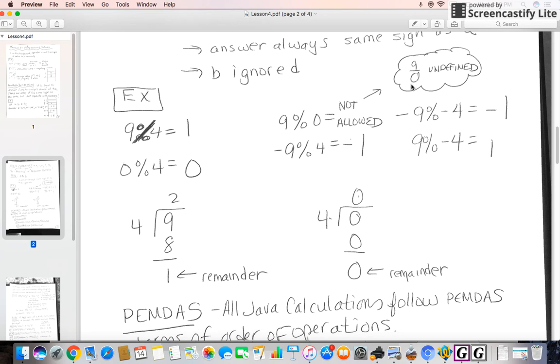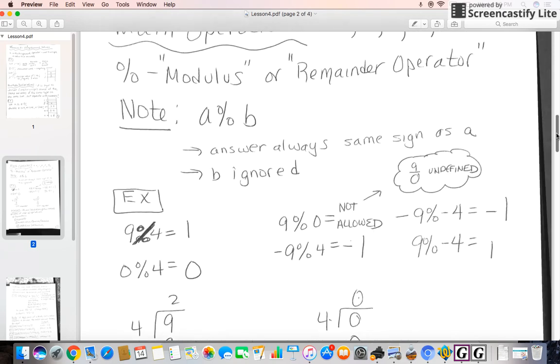But we know we can't do that. That's mathematically incorrect. So we say that's undefined, and that's why I marked that one not allowed. So notice from above we said that whatever the sign of A is, our answer will be the same sign. So notice I have this same problem. The only difference is that the A is negative, so our answer becomes negative. Same over here.